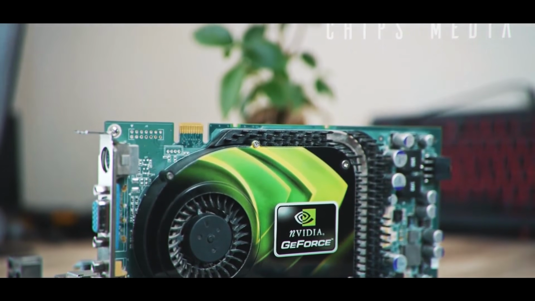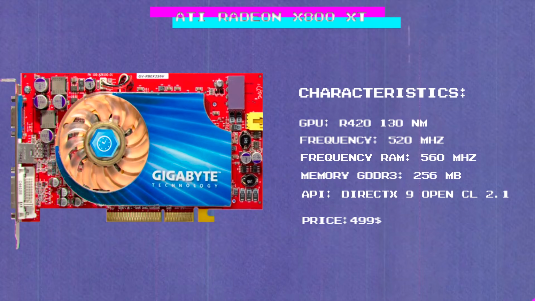The response of the Canadian company was the video card of the new line, Radeon X800 XT. This video card worked at very high frequencies of 520 MHz for the core and 560 MHz for memory. The memory bus was 256-bit, like the GeForce 6800. Radeon X800 XT was sold in two versions, AGP and PCI Express.